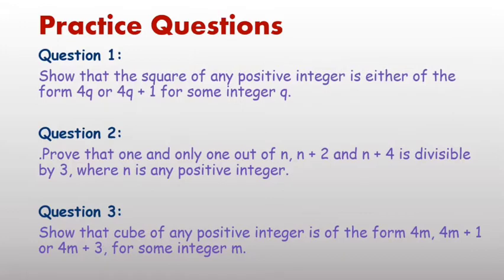Question number 3, cube of any positive integer of the form of 4m plus 1 or 4m plus 2. Here value of a you will take as a equal to 2q plus r.